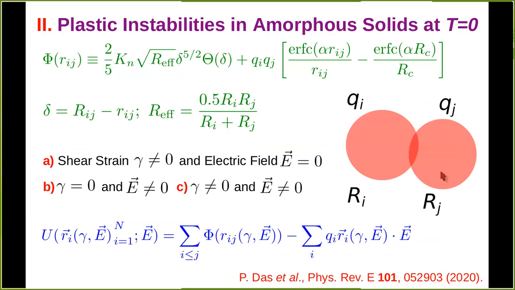When two disks overlap, they exert a repulsive force, which is given by the Hertzian interaction potential of this form. Here Kn is the elastic constant, R effective is the effective radius of the two interacting disks, and delta is the amount of overlap, given by delta equal to capital Rij minus small rij. Capital Rij is the sum of the radii of the two interacting disks, and small rij is the distance between the centers of the two interacting disks.